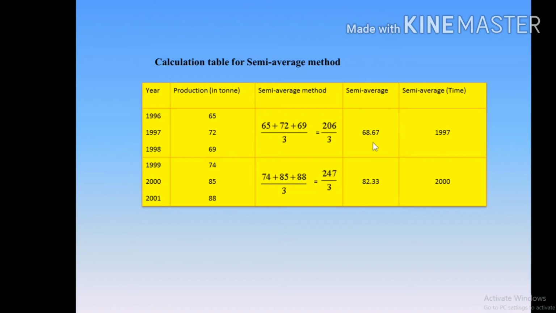So we got 2 points. One is 68.67 for the first half, and another point is 82.33 for the second half. And the semi-average year, that is the middle year of the first half, is 1997, and the middle year for the second half is 2000. So using these points, you plot the data, and by joining these points, you can obtain the required trend line.